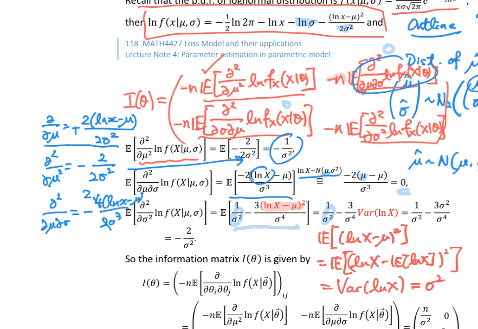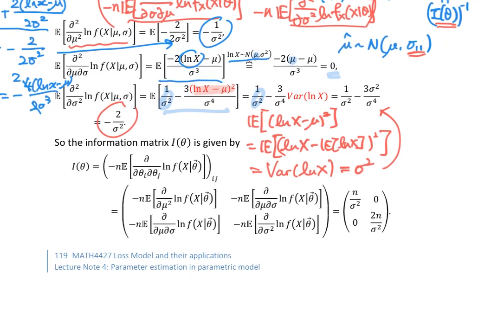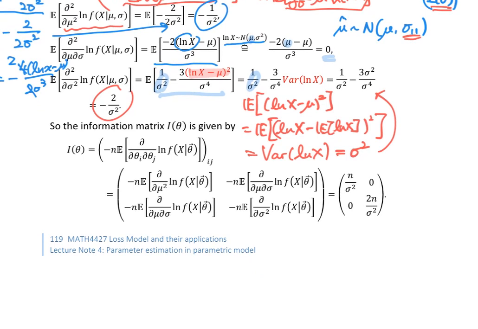Okay, so we are done. So you just put that in, and this is what you get. Then once you get these four important expected values, you can put them back into your matrix I(theta), so that your I(theta) will be equal to this matrix, which is a very nice one.